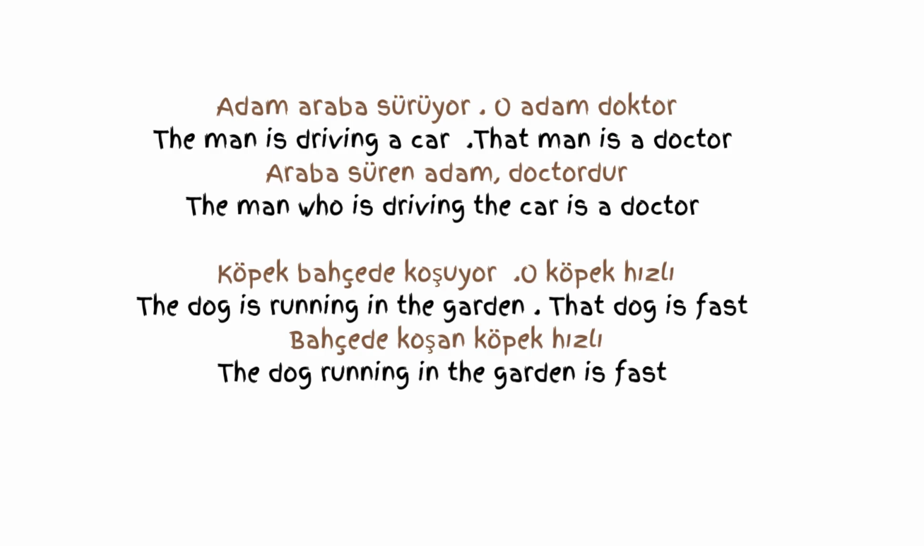Now I finished the first sentence. Let's go to the second one. I'm not gonna repeat the subject again, so we're gonna put an X on köpek, and I'm left with hızlı. Let's read it together. Bahçede koşan köpek hızlı. The dog that's running in the garden is fast.